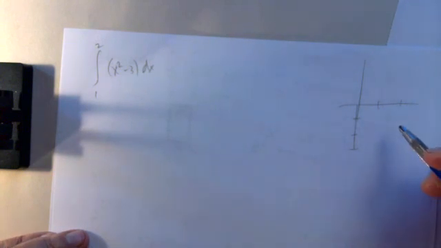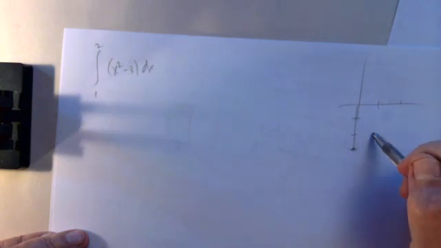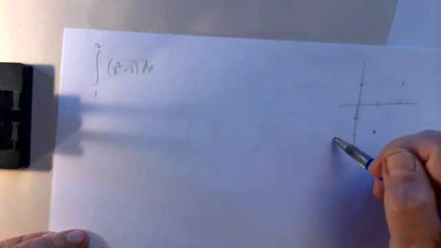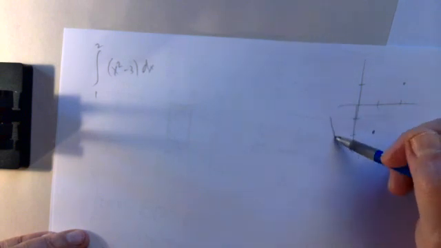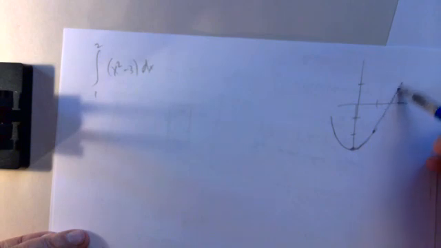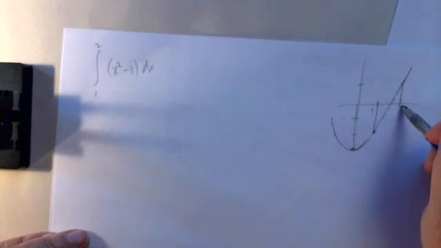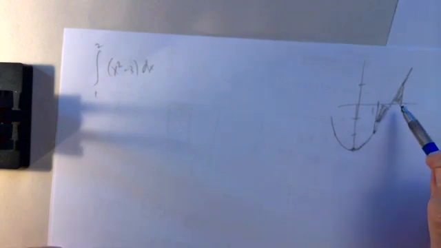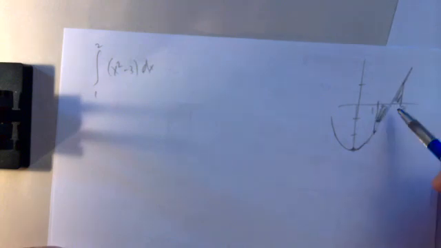So when x is 0, it's minus 3. When x is 1, it's minus 2. When x is 2, it's plus 1. When x is minus 1, it's also minus 2. This is the parabola. It looks like this. And from 1 to 2, the integral is the area above the x-axis minus the area below the x-axis.